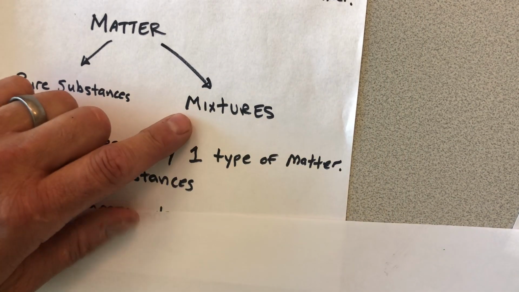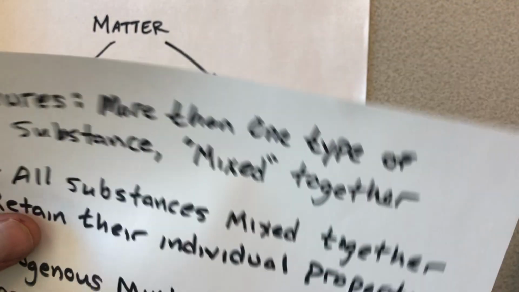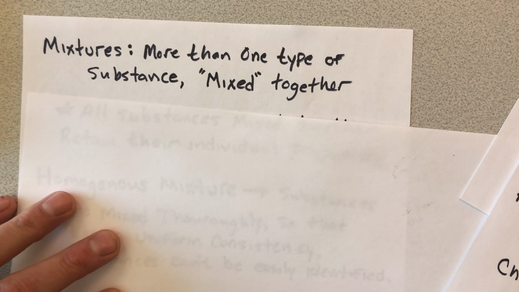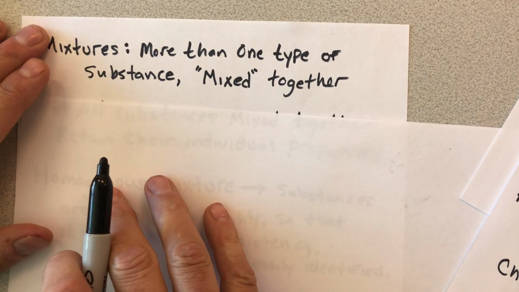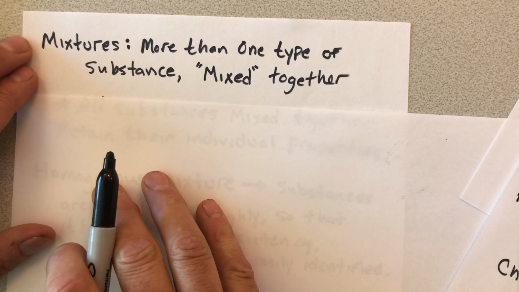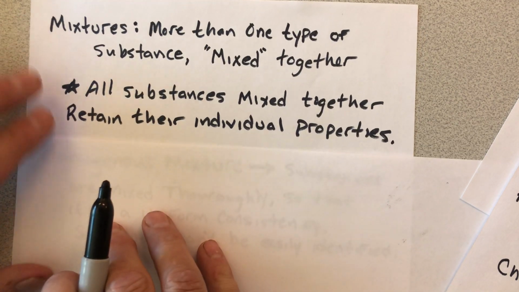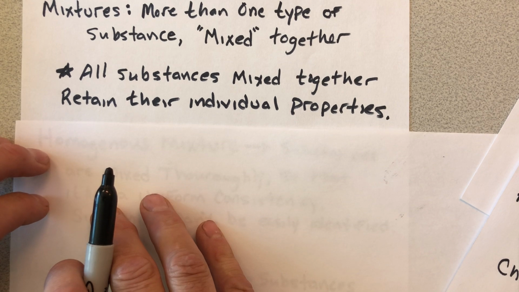What you do see a lot of are mixtures, and there's a couple of different types of mixtures that we'll talk about too. A mixture is just more than one type of substance that's mixed together, all right? And there's no real chemical connection between the substances. They are just standing next to each other doing their thing. The substances that get mixed together will retain their individual properties.